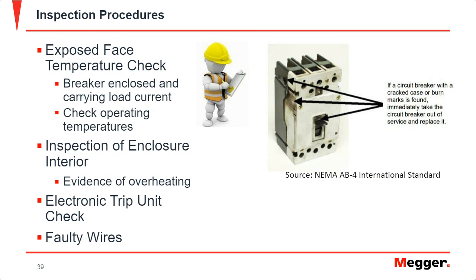When going through inspection procedures, this will be your visual inspection. You're checking the temperature of the breaker. For that, you can use an IR camera if you want to do that externally, or you can pop open the switchgear and take a look at the breakers themselves to see if there are any burn marks or any damage to contacts, anything like that. You want to inspect the enclosure and make sure there's no evidence of overheating and not too much dust collecting. If you can, keep everything clean. Check the electronic trip unit and make sure it's set properly. If you have a secondary injection test set, you can use that. You also want to check for any faulty wires, any tearing of the insulation, anything like that.